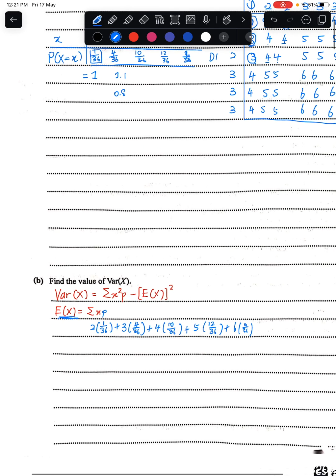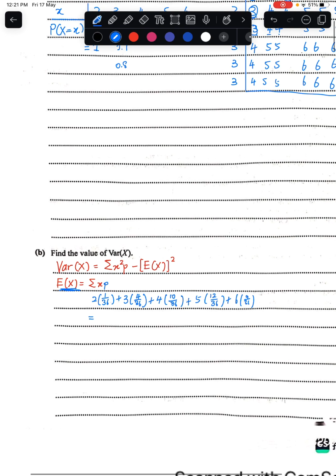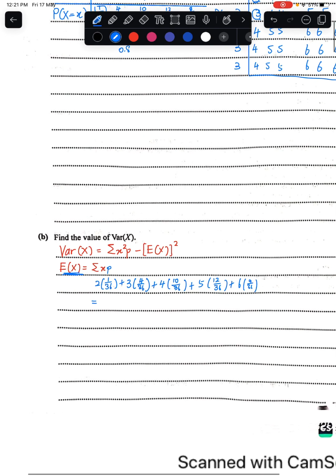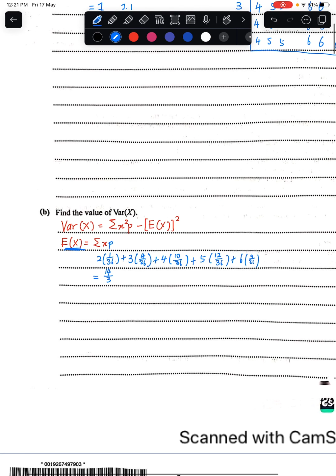Okay, so you just put it on your calculator, and then you sum it up. Be careful, type slowly, don't make any careless mistakes. So you should get 14 over 3. And now you have your E(X). It's supposed to be put here. So to get the sum of x squared p, that's how you do it.